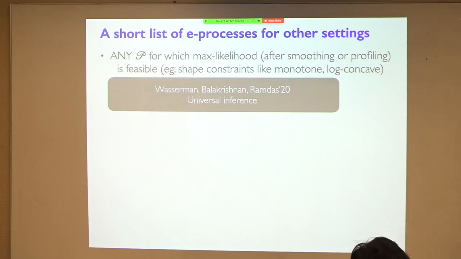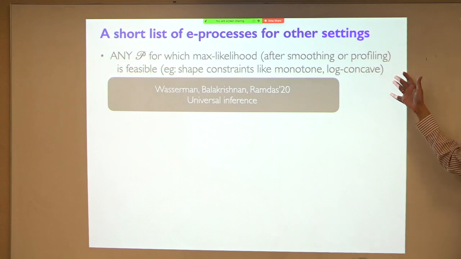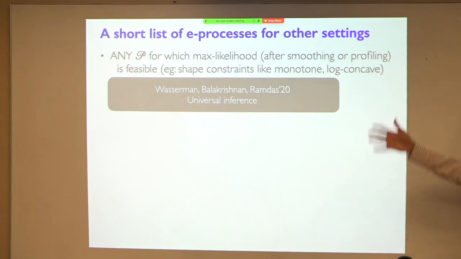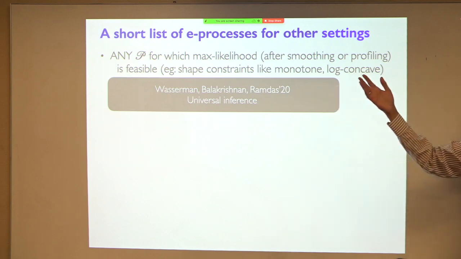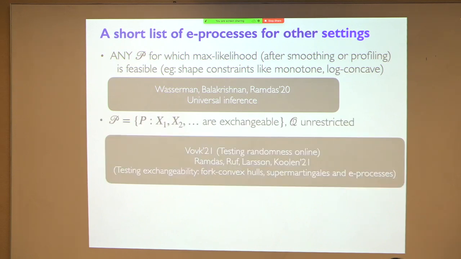So these are new problems for which there were no existing sequential tests, and also no existing sequential change detection methods for shape constraints of this kind. But now it just cleanly works: you have your e-process from universal inference, you plug it into the e-detector and you can solve it, and that's great.